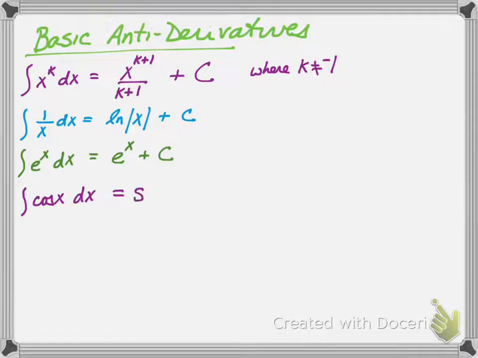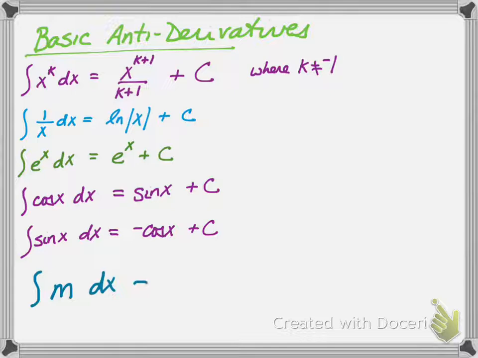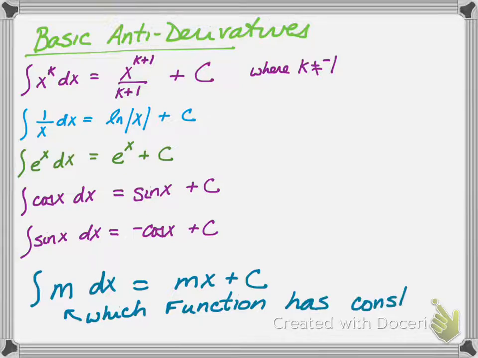The antiderivative of cosine of x is sine of x plus c. The antiderivative of sine of x is negative cosine of x plus c. And the antiderivative of m is mx plus c. And this is because we're asking which function has a constant slope of m. Well, that would be a line, y equals mx plus c in this case.